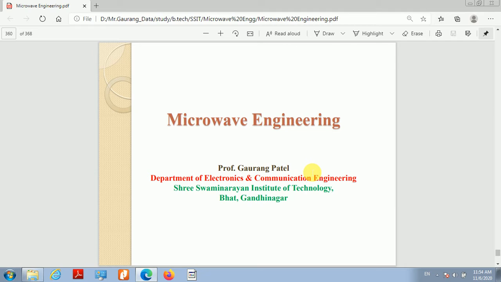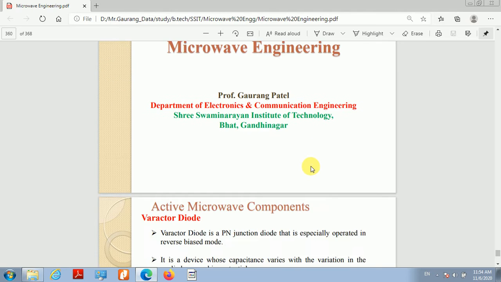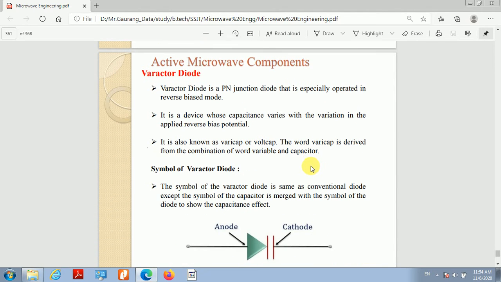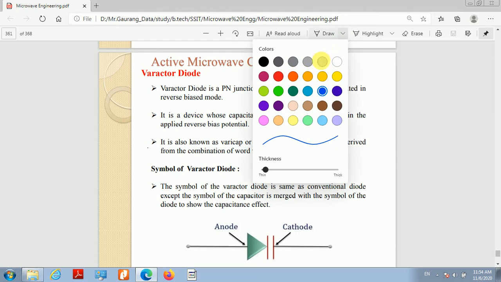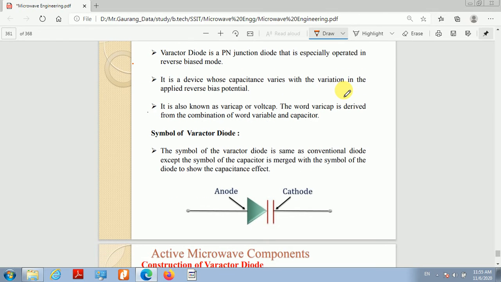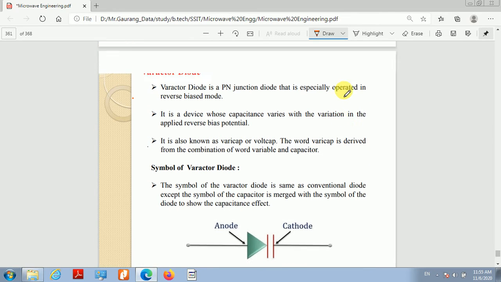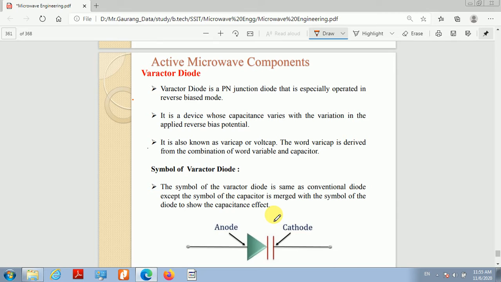Now in today's class we are going to discuss one more solid state semiconductor device, which is the Varactor diode. So what is a Varactor diode? Basically, a Varactor diode is a PN junction diode which is operated in the reverse bias condition, and it is a device whose capacitance value varies in accordance with the reverse bias voltage.